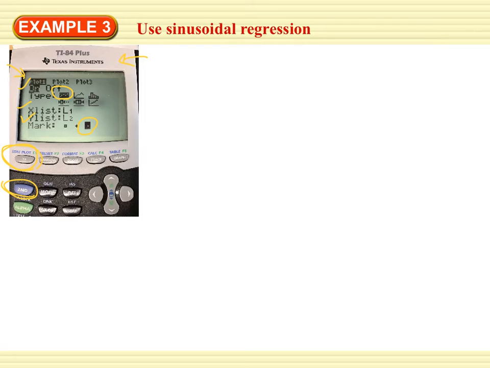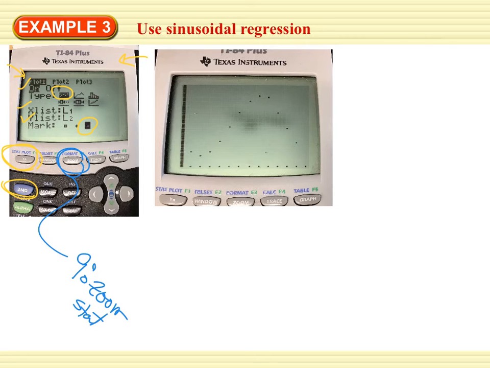I forgot to tell you, you're going to want to hit the zoom button right here and select number 9, which says zoom stat. And we get a scatter plot. Let me show it to you. Pretty cool, that's our scatter plot.